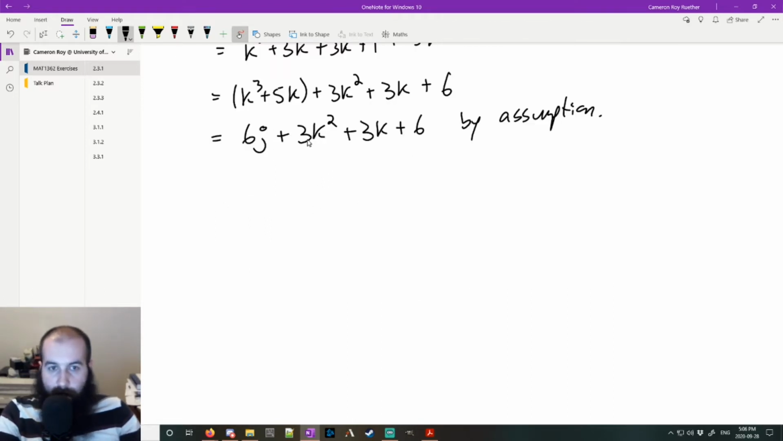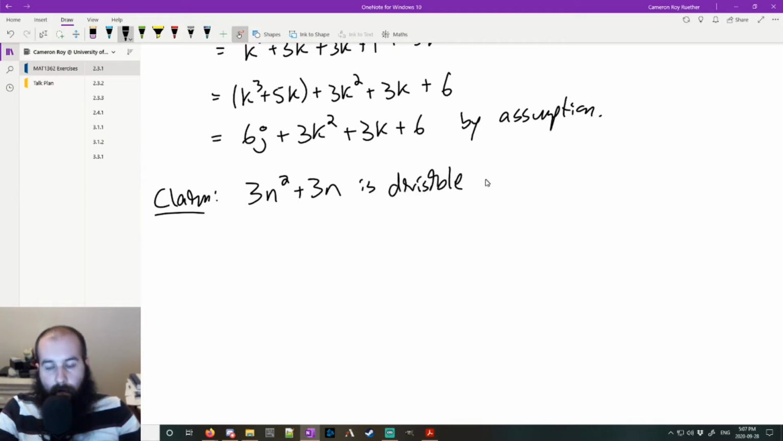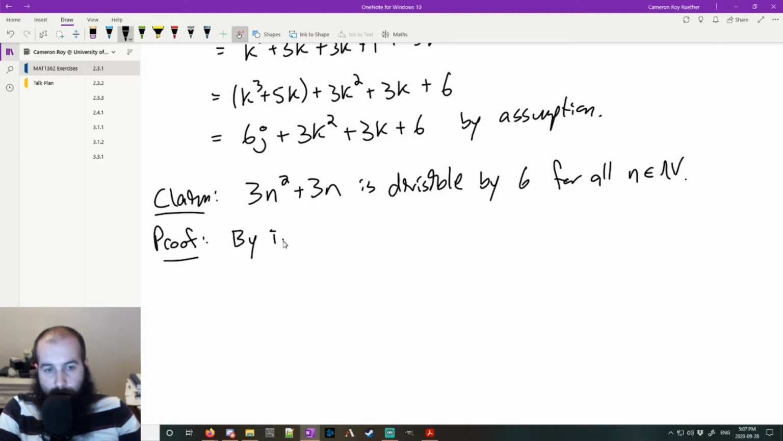So we would like 3k squared plus 3k to be divisible by 6 for all k. So we can make a claim of what we'd like. I'm going to switch variables to keep track of things. Our claim is that 3n squared plus 3n is divisible by 6 for all natural numbers n. And in order to use this claim, we need to prove it. And so we can write a proof also by induction.